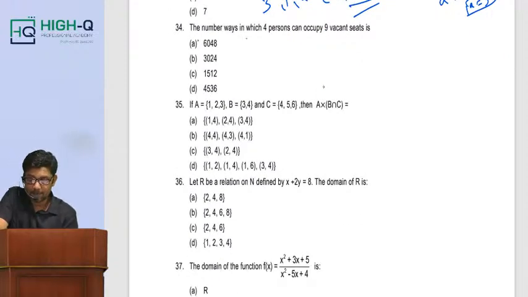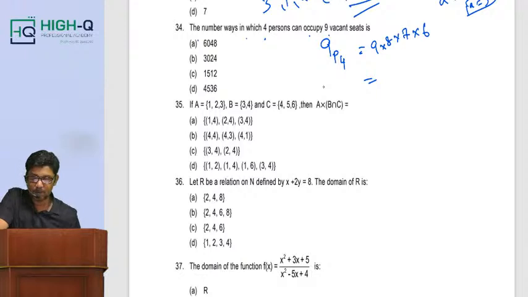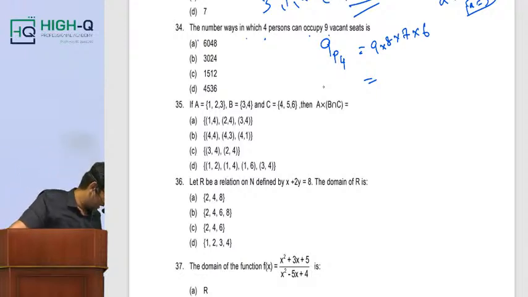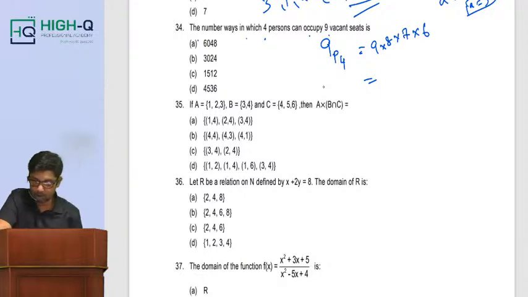Next, the number of ways in which 4 persons can occupy 9 vacant seats. 9P4, because it's a permutation arrangement. 9 into 8 into 7 into 6. Can you please multiply and get the answer, my dear? 9 into 8 into 7 into 6 is 3024.